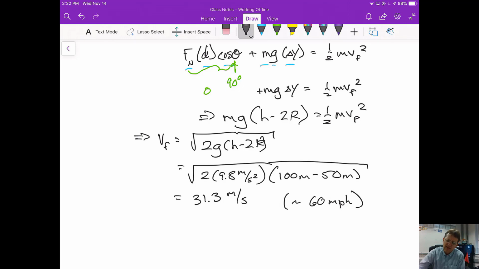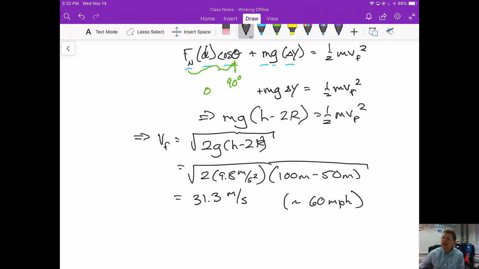We took away friction. We also made the roller coaster really high. 100 meters is super high. Actually, I'm not sure there are any roller coasters that are 100 meters high. I think there are, but only one or two. Anyway, 31.3 meters per second. Okay, so that's work energy.